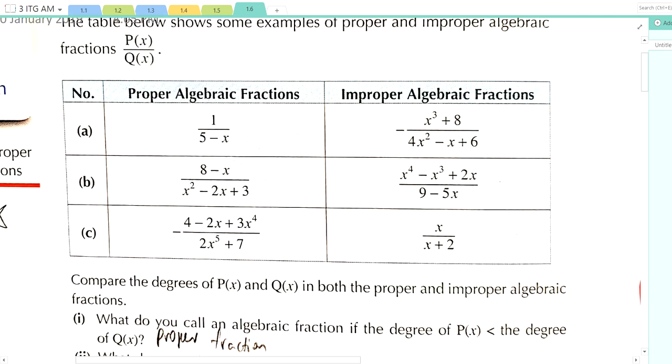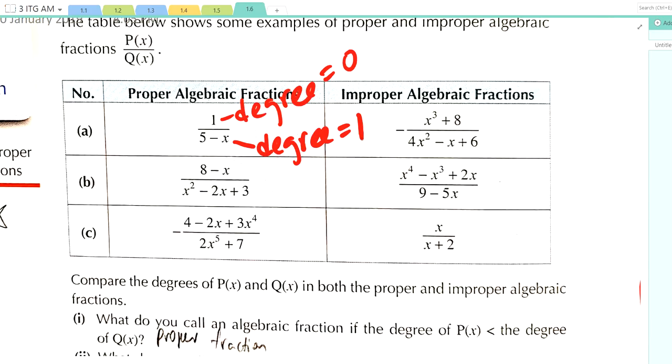So from this table, proper algebraic fractions, again we'll be comparing the denominator and the numerator. However, we'll be considering only the degree of the numerator and the degree of the denominator. So in part A, the degree in the numerator equals 0, while in the denominator, the degree equals 1. As long as the degree in the denominator is greater than the degree in the numerator, then it is considered a proper algebraic fraction.